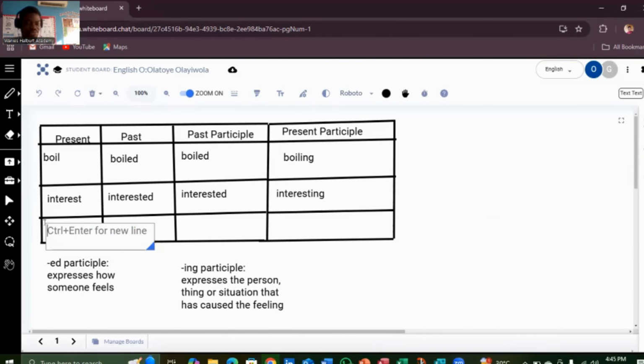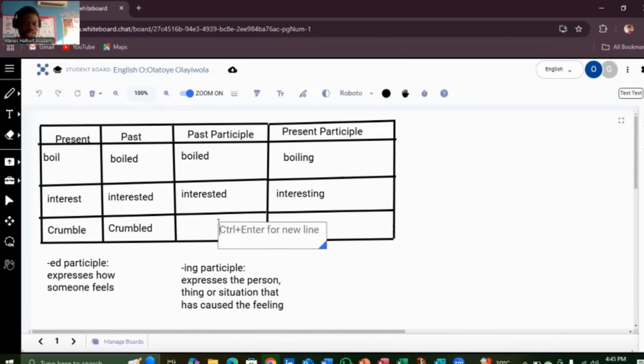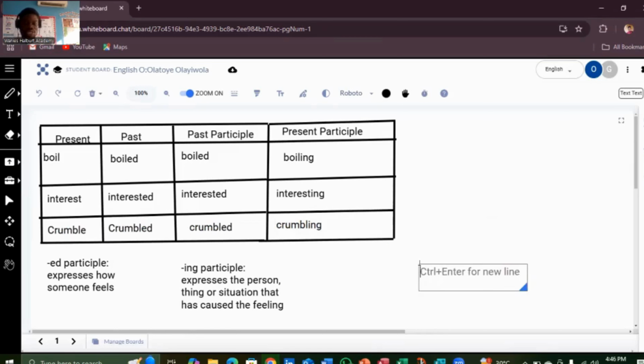We can have other examples. For example, we can have crumble. Something can crumble. That's the present form. And the past tense of crumble will be what? Crumbled. Past participle will be what? Still crumbled. And the present participle will be crumbling. Now, these are different forms of the verbs that we know how we classify them on the table. Tense table, present, past participle, and the present participle.